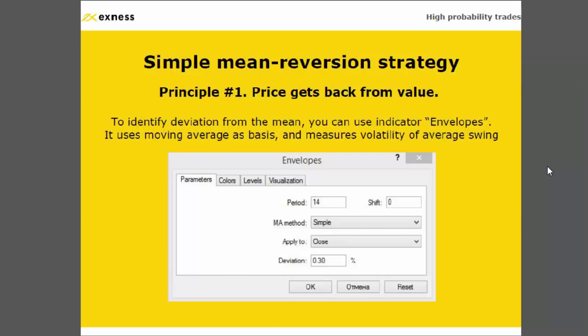Here you see set of parameters for envelopes indicator. You can set parameter of the moving average between 10 and 20 and deviation should be defined manually.